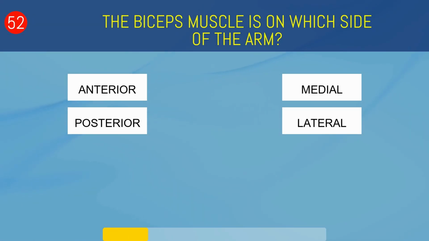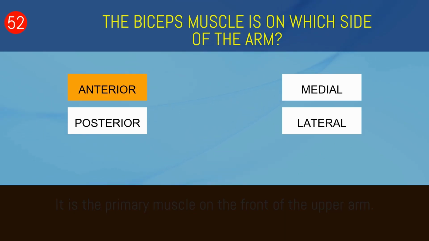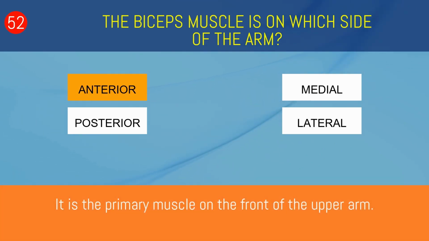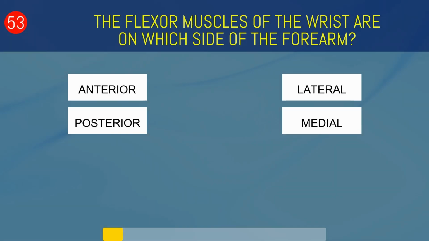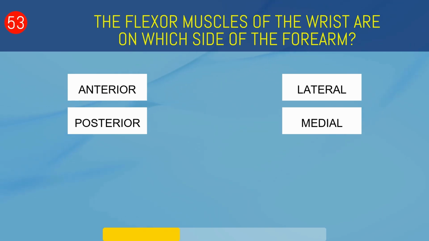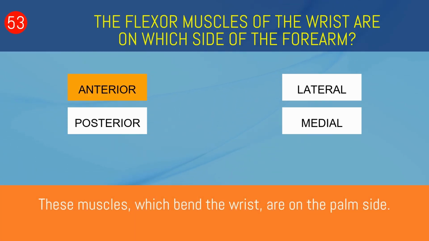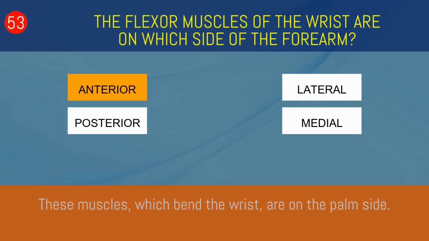The biceps muscle is on which side of the arm? Anterior, posterior, medial, or lateral? Anterior. It is the primary muscle on the front of the upper arm. The flexor muscles of the wrist are on which side of the forearm? Anterior, posterior, lateral, or medial? Anterior. These muscles, which bend the wrist, are on the palm side.